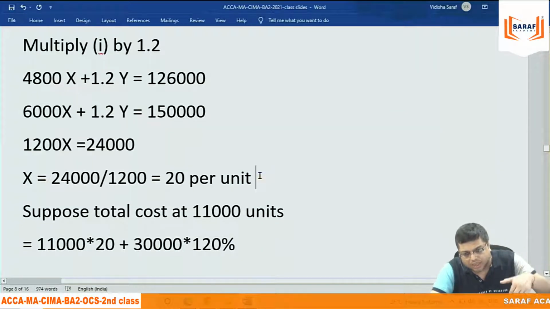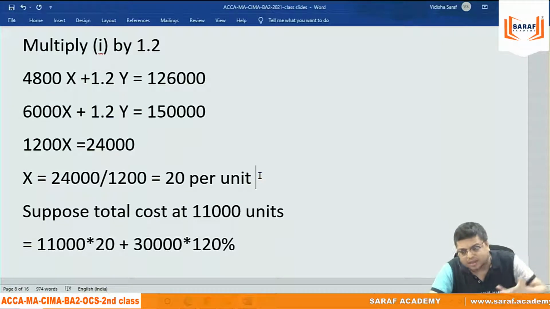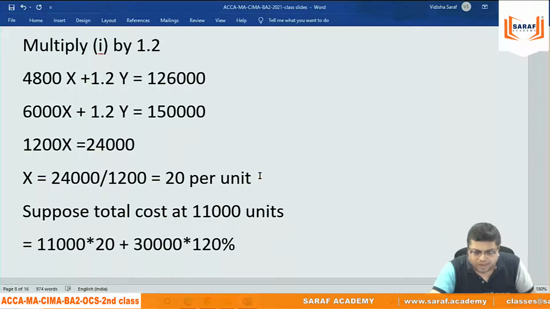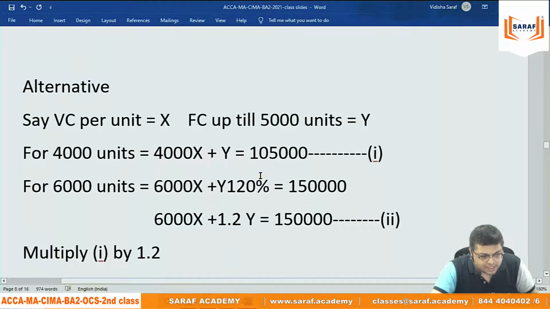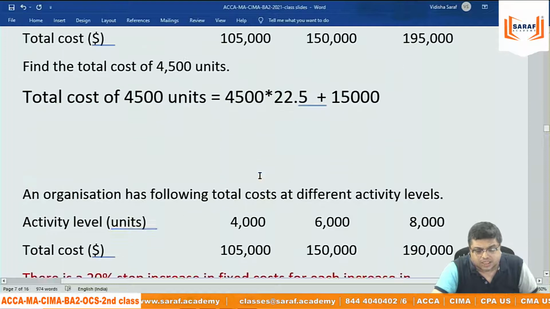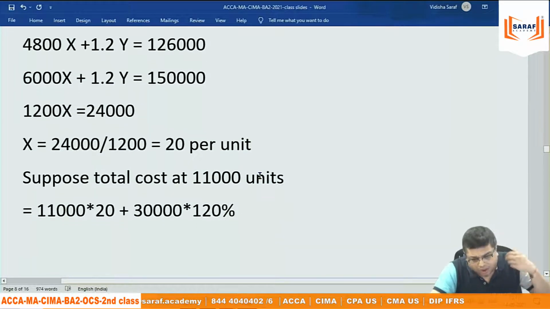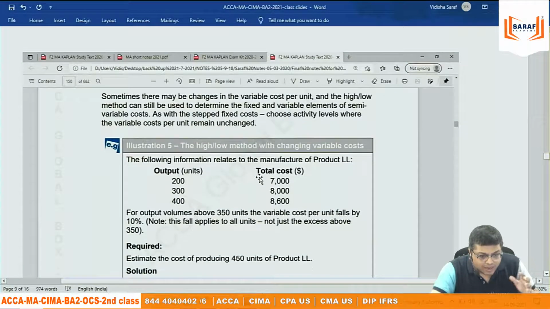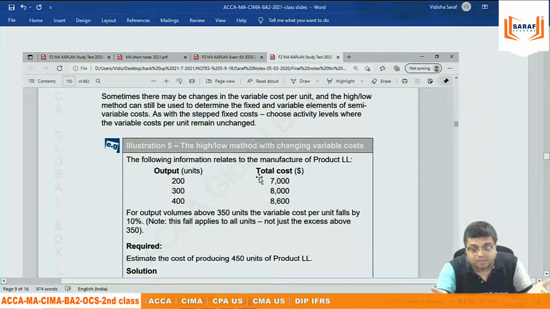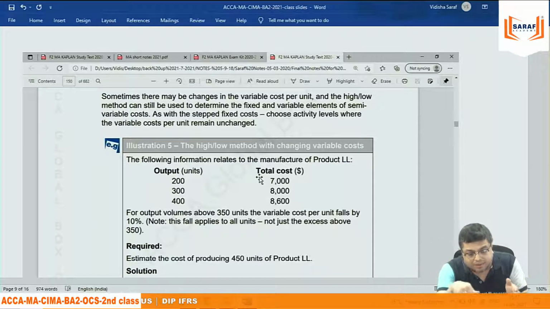And then 4,000 into 20, balance fixed; 6,000 into 20, balance fixed; 8,000 into 20, balance fixed. Automatically the fixed will be coming 20% more in the 6,000 and 8,000. So it is not essential that you have to apply the management accounting technique for solving questions in the exam. You can apply pure mathematics, that is allowed. But whatever you apply, you need to understand which one is variable, which one is fixed, which one is semi-variable actually. In semi-variable, how can I segregate variable and fixed?